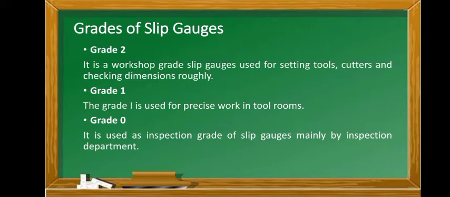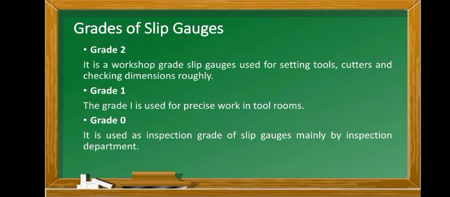So, slip gauges could also be designed in 5 grades, or there are also different grades or classes of slip gauges. First, we have grade 2. This is a workshop grade. Typical uses include setting tools, cutters, and checking dimensions roughly or checking mechanical widths. Second, we have grade 1. This is used for precise work in tool rooms and also used in setting up sine bars and sine tables, checking gap gauges, and setting dial test indicators to 0.